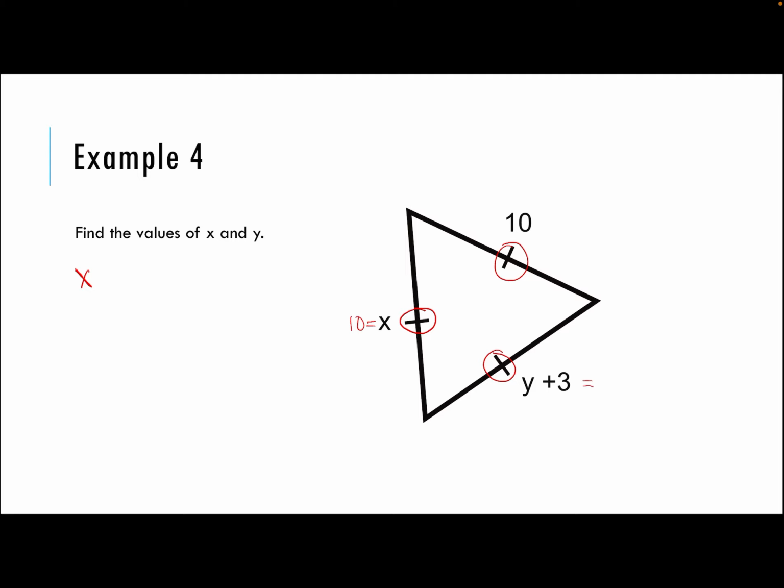And we know that y plus 3 also has to equal 10. So then to solve for y, we just subtract 3 and we get y equals 7. So we know x equals 10 and y equals 7. And each of the angles is going to be 60 degrees because it's equilateral.